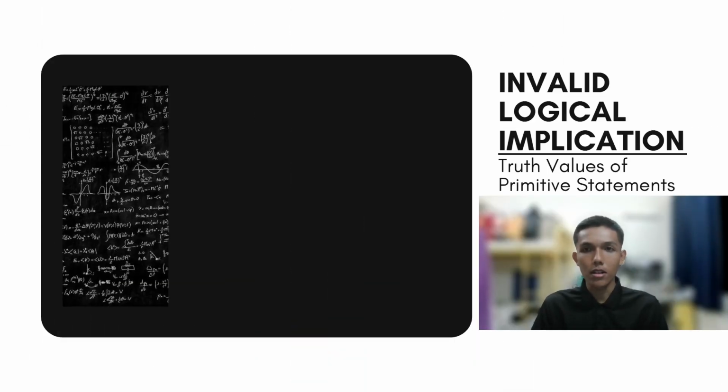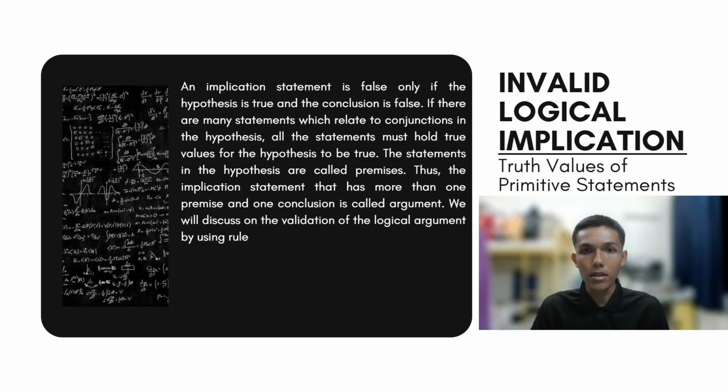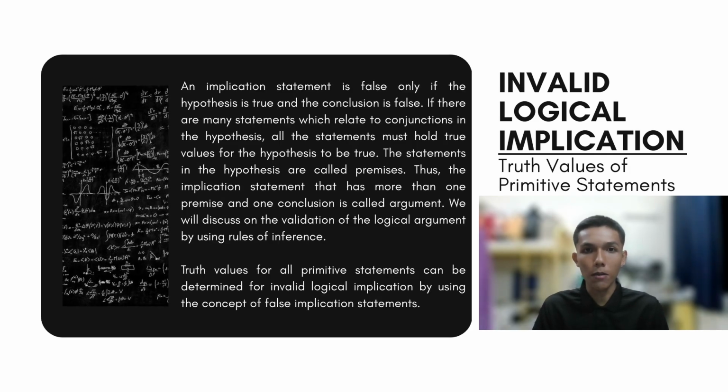Okay, now I will explain invalid logical implication, that is, truth values of primitive statements. An implication statement is false only if the hypothesis is true and the conclusion is false. If there are many statements related by conjunction in the hypothesis, all the statements must hold true values for the hypothesis to be true. The statements in the hypothesis are called premises.